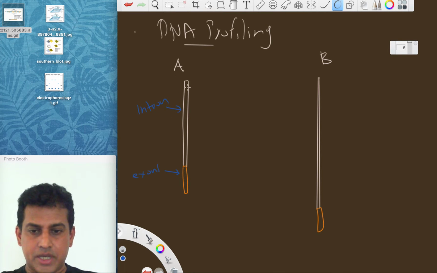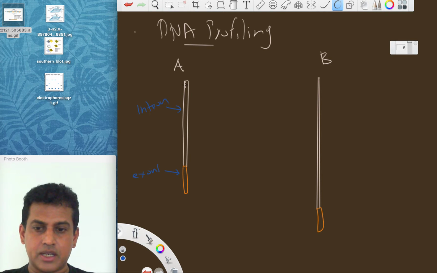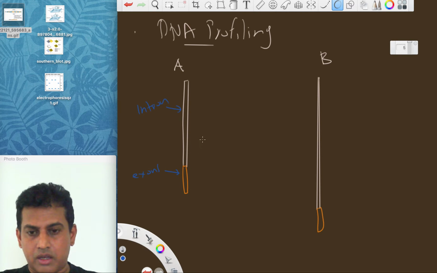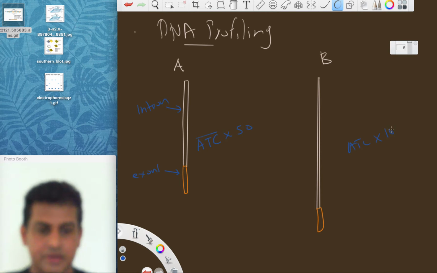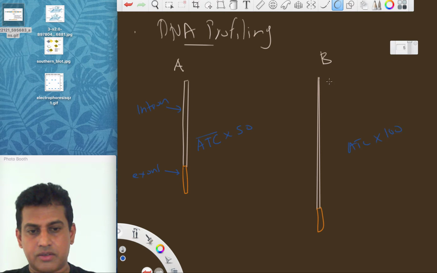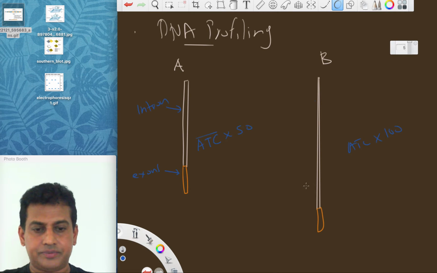In the second video we looked at the minisatellite and the microsatellite. It's a repetitive sequence of the introns. As a result of the repetitive sequence, let's say in this person the repetitive sequence is ATC, and this ATC is repeating probably 50 times, and here the ATC is repeating probably 100 times. As a result of that, the ATC regions are different in length.